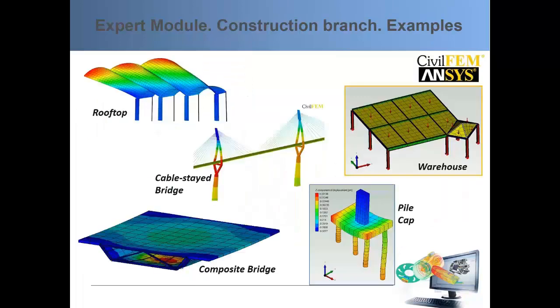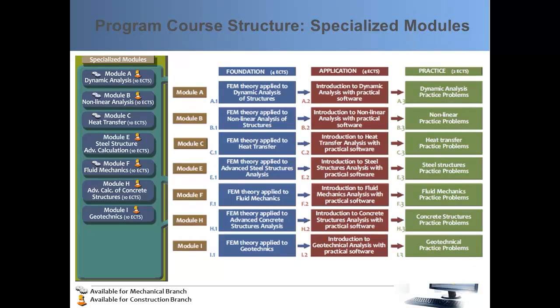Civil FEM for ANSYS is used in the expert module of the construction branch. The software is focused on civil engineering, and it has different tools that make civil analysis, like the ones shown in the images, easier. The civil structures shown, a concrete rooftop, cable-stayed and composite bridges, a warehouse, and a piled cap, are calculated during the expert module. If you advance to the specialist degree, you have 8 specialized modules to choose from.